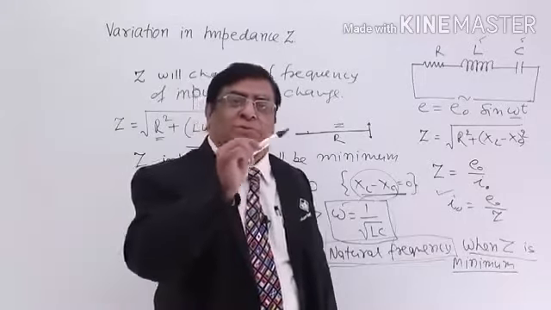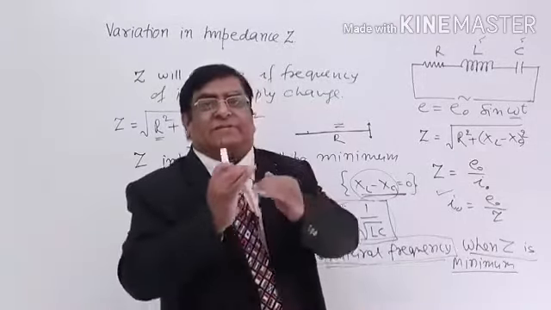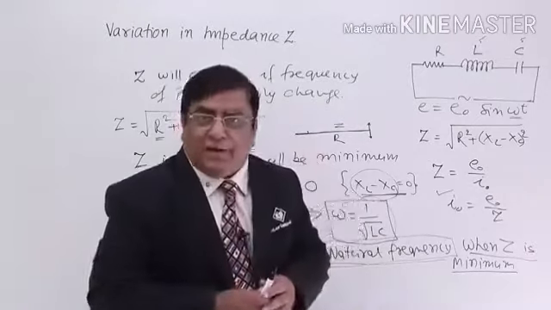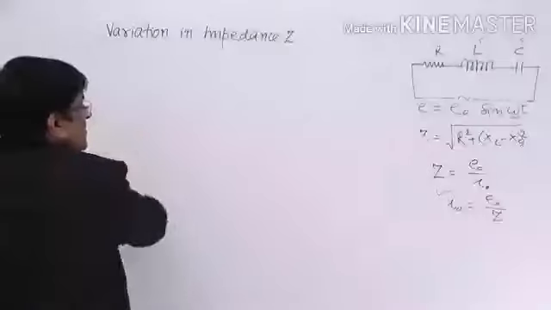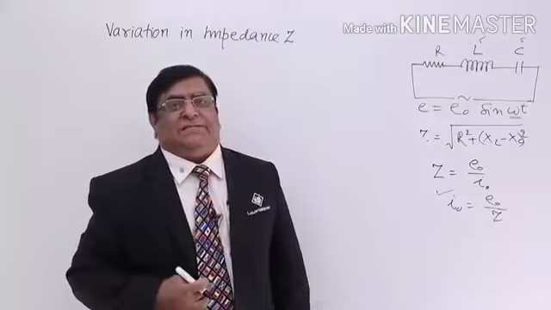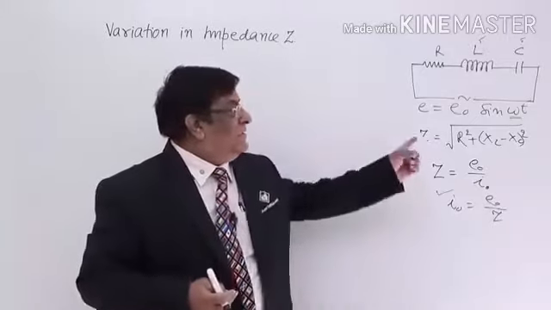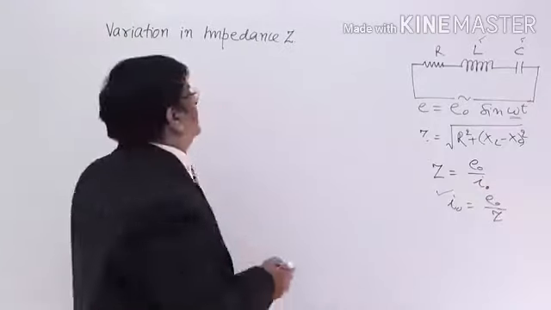Now we come to the second thing. If we do not bring that frequency, and our frequency is higher or lower, then what will happen? See what will happen. We know that if this is the natural frequency, at that time Z is equal to R.